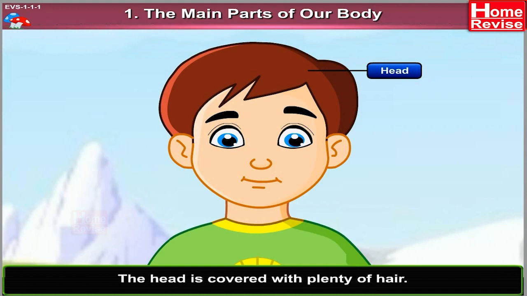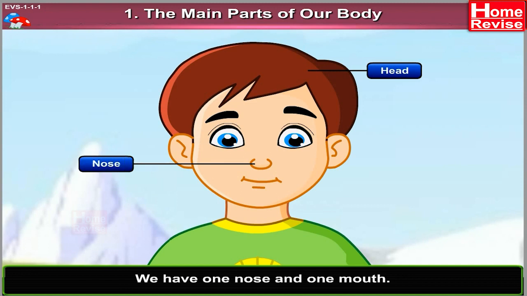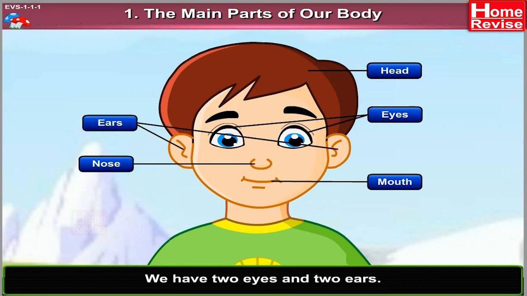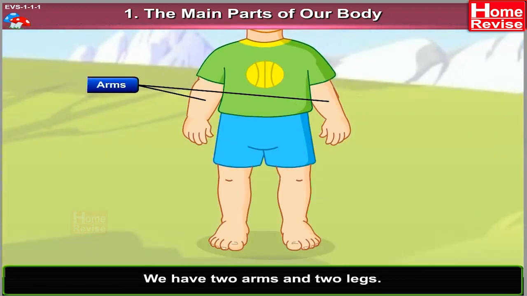The head is covered with plenty of hair. We have one nose and one mouth. We have 2 eyes and 2 ears. We have 2 arms and 2 legs.